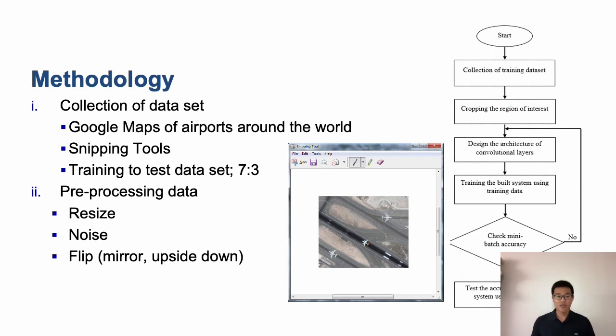In terms of the actual flow of the methodology, it has been summarized on the right-hand side in the flowchart. So again, first started with the collection of training dataset, as mentioned before, and we'll crop the region of interest out to ensure that it contains at least one aircraft and it's not limited to just one. Then we will perform the design of the architecture and the fine-tuning of the hyperparameters before we train the fine-tuned neural network with the dataset that we have just gathered. Then we will check the mini batch accuracy. Then we'll test the accuracy of the newly developed system.